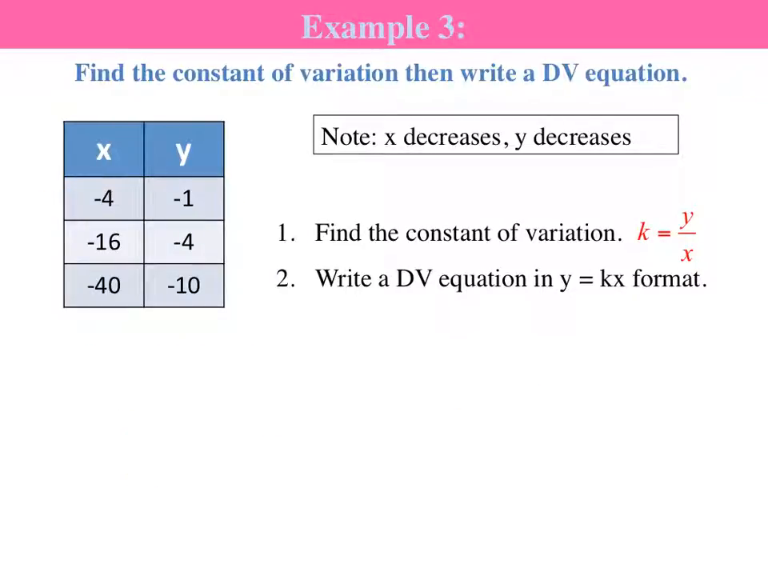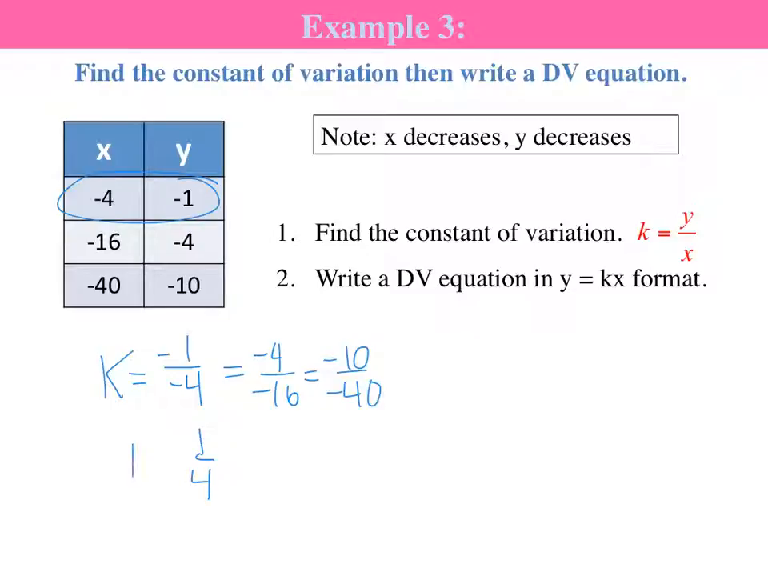And then your third example, the x's are decreasing, and so are the y values. So when we go to find k, again, it's that y value divided by the x value, and I can check any of these, and all 3 of them, if you do the division: negative 1 over negative 4 can be simplified to 1/4. Negative 4 over negative 16 is also 1/4, and then negative 10 over negative 40 is also 1/4. So this time k is 1/4, and our equation should be y equals 1/4 x.